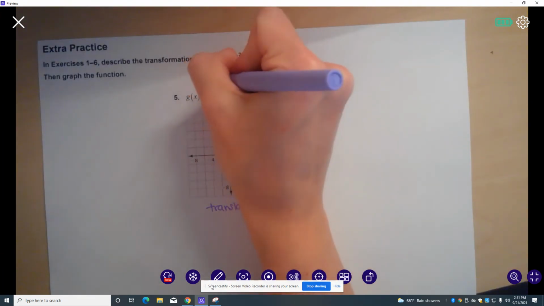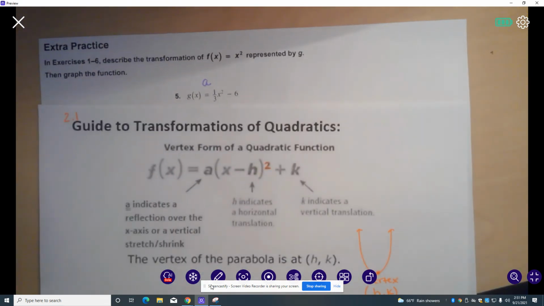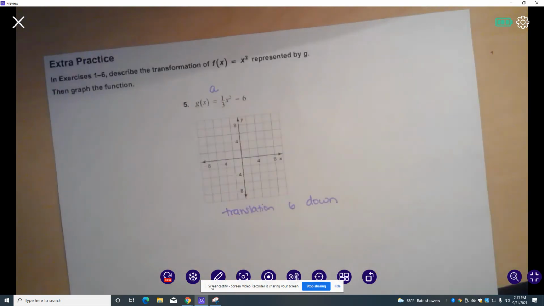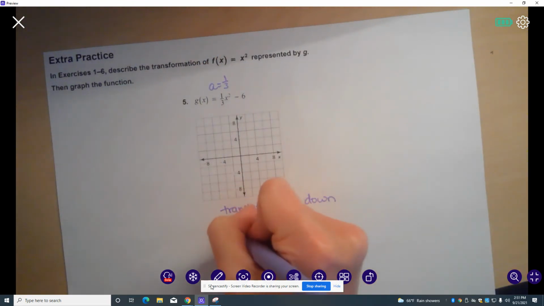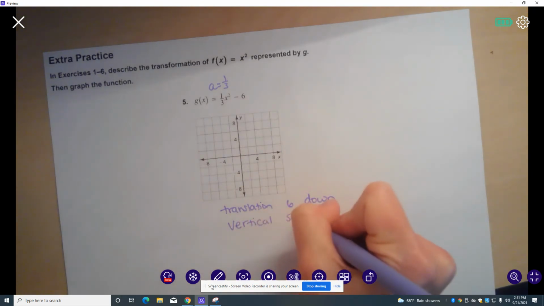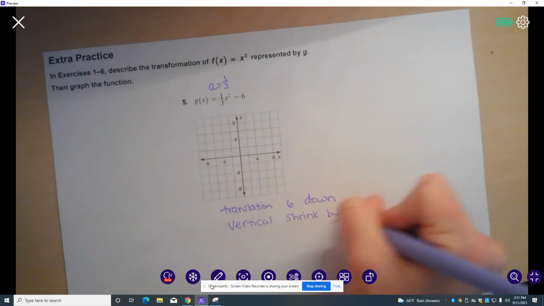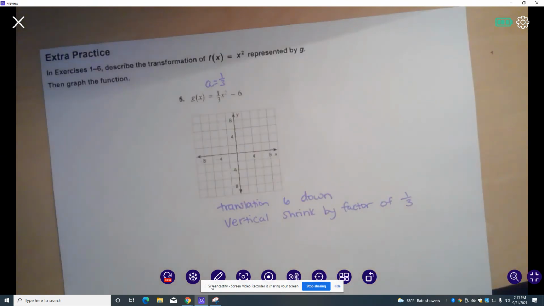So A, our A value, if we're thinking about what we had in vertex form, that's going to give us a vertical shrink, right? Because A is equal to 1/3. So that's less than 1, right? So a vertical shrink by a factor of 1/3. Okay. Now, when we're doing vertical shrinks, I recommend making a table in order to graph this function.